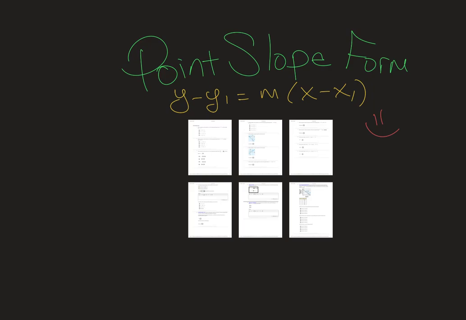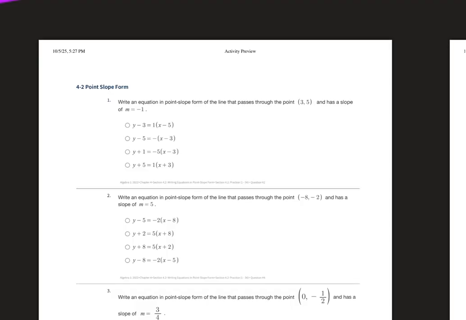We're talking about point slope form. It is y minus y1 equals the slope times x minus x1. Here we go. Write an equation in point slope form of the line that passes through the point (3, 5).